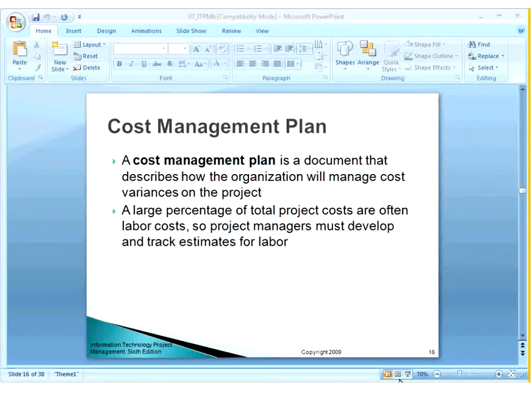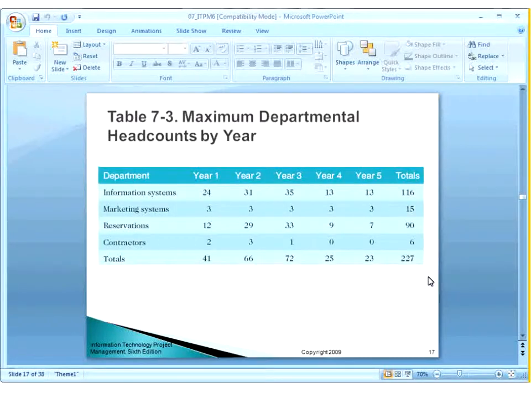And a cost management plan is a document that describes how the organization will manage cost variance on the project, and a large percentage of total project cost includes the labor cost. So the project manager needs to keep track of the labor involved. And this is the maximum departmental headcounts by year: the information systems, marketing, reservations, and contractors. And these are the headcounts shown over the years.